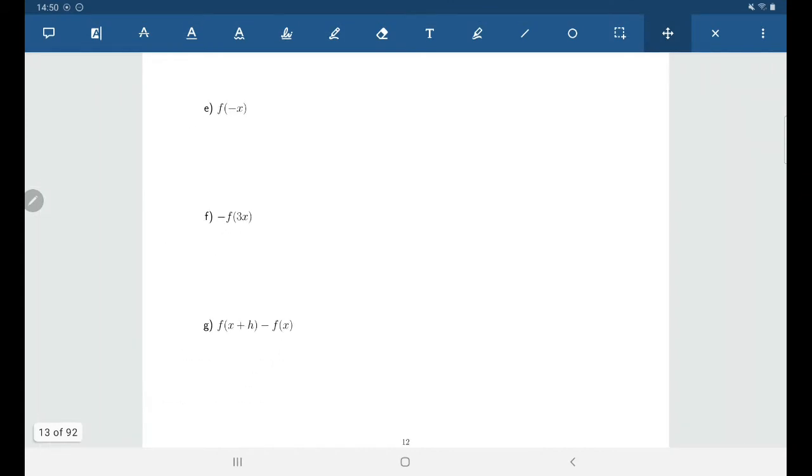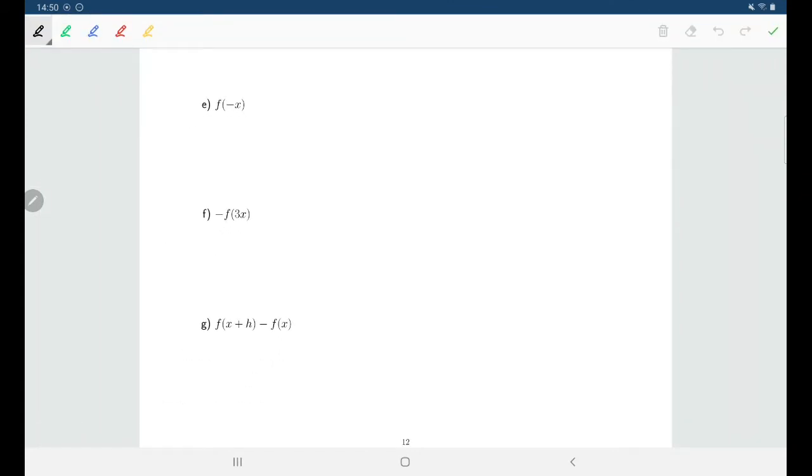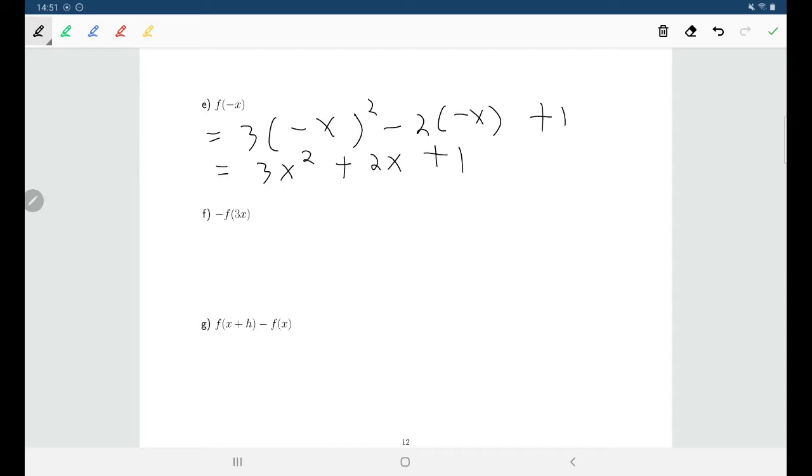All right, just a couple more to do. F of negative x, this would be taking all of our inputs and replacing them with negative x. So our original function was 3 times the input squared minus 2 times the input plus 1. And if I replace all the x's with negative x's, then in the first term we'll have 3 times negative x squared, and negative x squared is the same thing as positive x squared, so we'll have 3x squared, minus 2 times negative x, that's plus 2x, and plus 1.